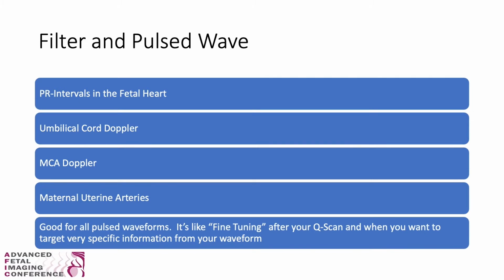So, structures you can apply filter to when using pulse wave Doppler are PR intervals in the fetal heart, umbilical cord Doppler, when obtaining middle cerebral artery Doppler, and maternal uterine arteries. It's essentially good for all pulse waveforms. It's like fine-tuning after your Qscan and when you want to target very specific information from your waveform. Next time you're struggling to pick up a signal and want to get rid of any unwanted noise, simply increase your filter, allowing you to pick up the information that is important.